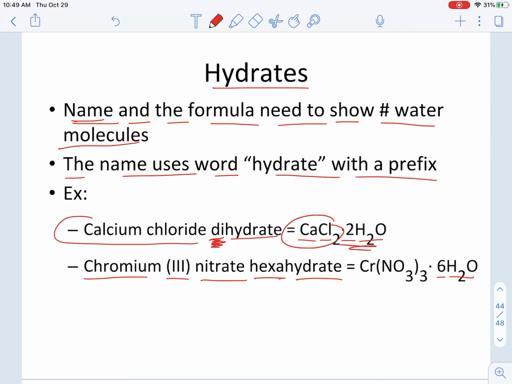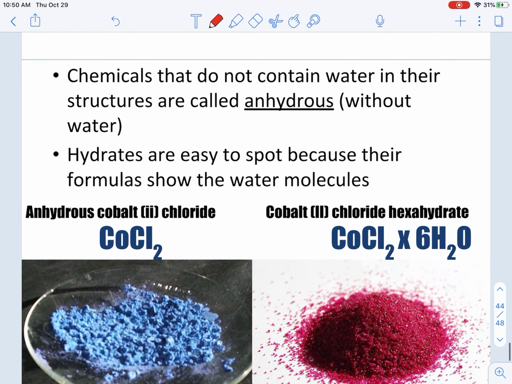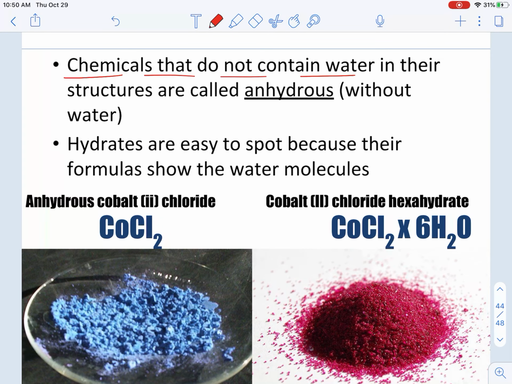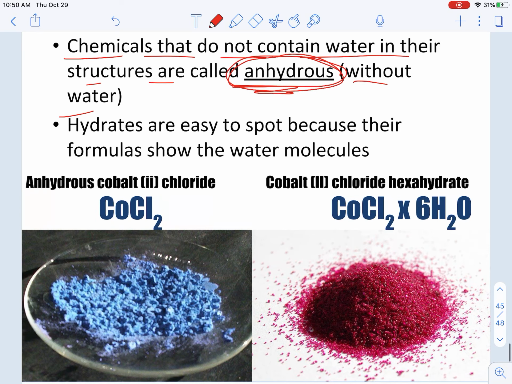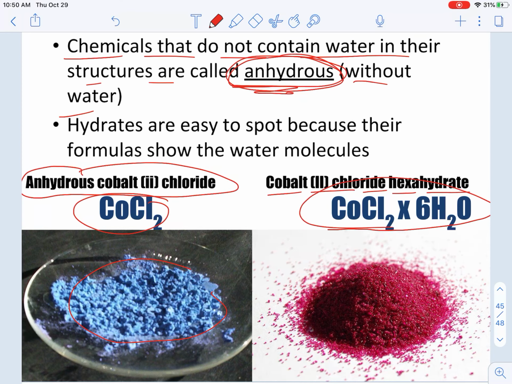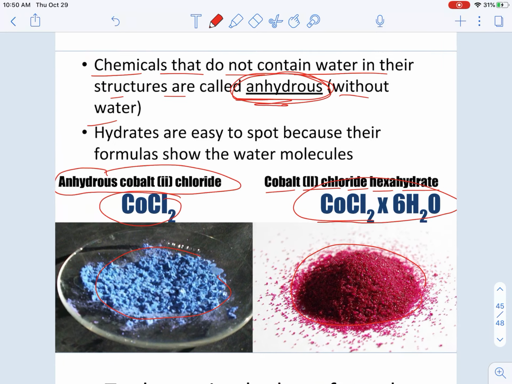And so why are we talking about hydrates when we've been talking about empirical formula, the molecular formula, and so on and so forth? Well, it's a great question, because chemicals that do not contain water in their structures are called anhydrous. Sorry, this is just a little tidbit here. Anhydrous means without water, but they can absorb moisture and turn into something totally different. So you could have anhydrous cobalt 2 chloride, which looks like this. If you add water to it, it becomes cobalt 2 chloride hexahydrate, and that would turn the compound and make it look totally different like this.